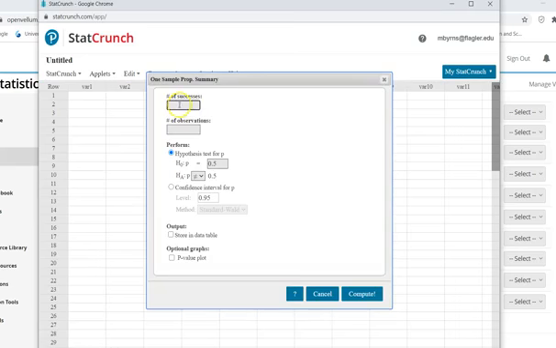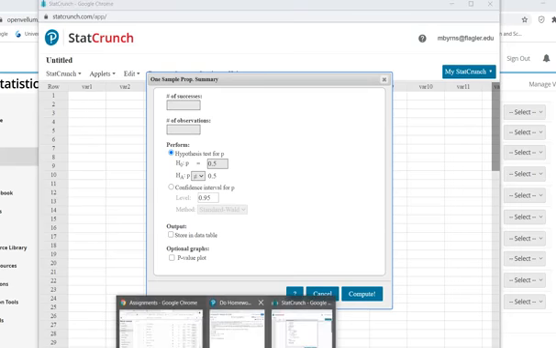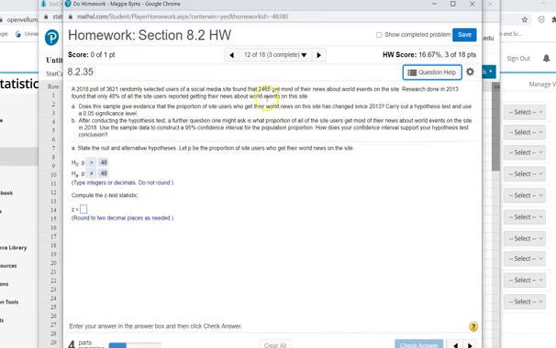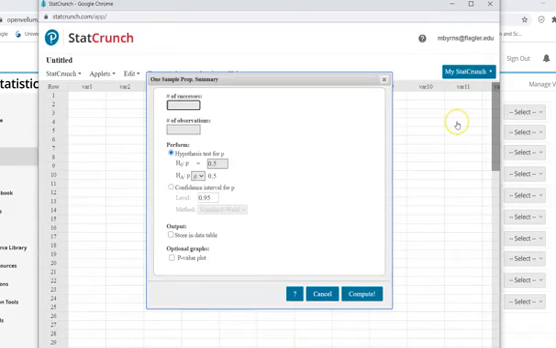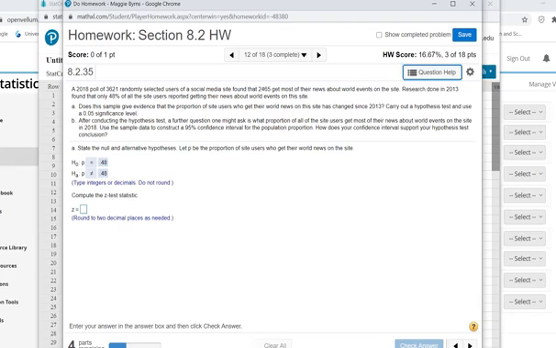I have to put in the number of successes. So for my sample, let me go back real quick and get those numbers. So my sample, it was 2465 out of 3621. So let's put that in. So 2465 out of, I forgot the number. Let's see, 2465 out of 3621.